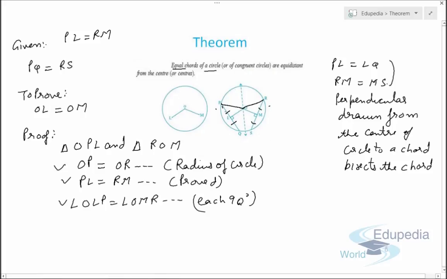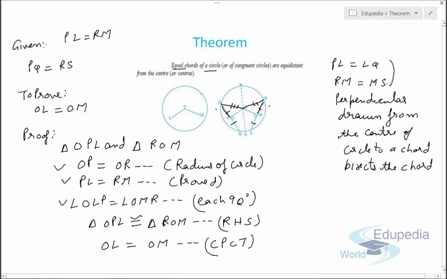Now we have one common side equal, and we have hypotenuse equal because they are the radius, and we have 90 degree, so we can say that triangle OPL is congruent to triangle ROM by RHS, right? So we can say that OL equals to OM by CPCT, right? So this is how we can prove that when the two chords are equal, they are equidistant. So this means OL equals to OM. So this is how we can prove these types of theorems.